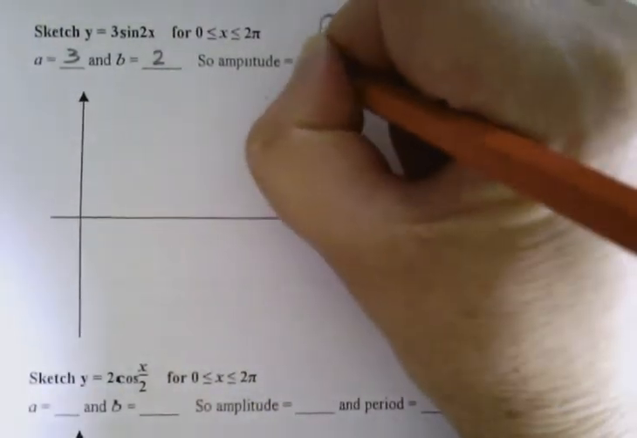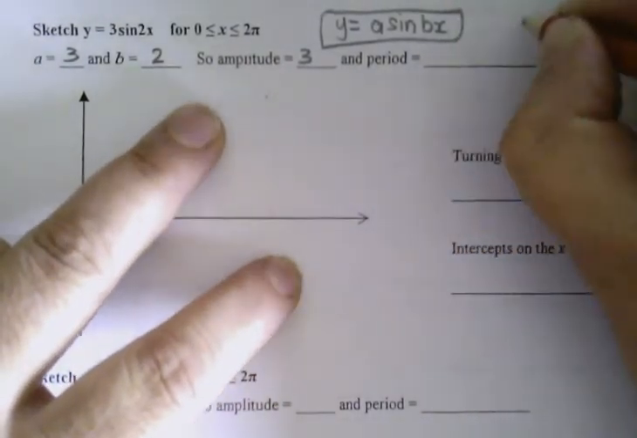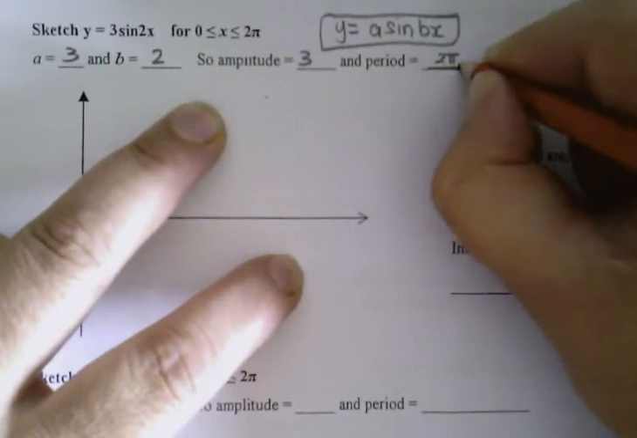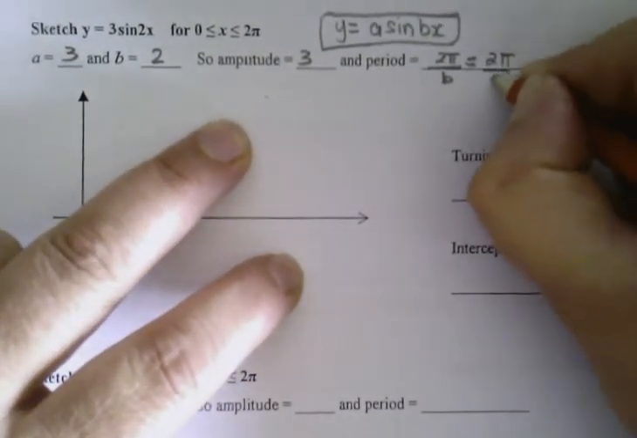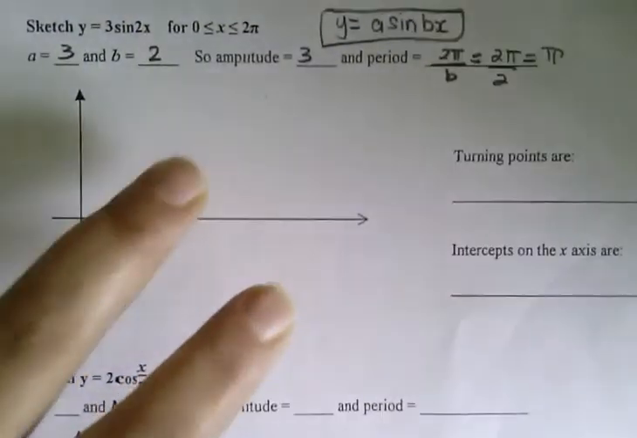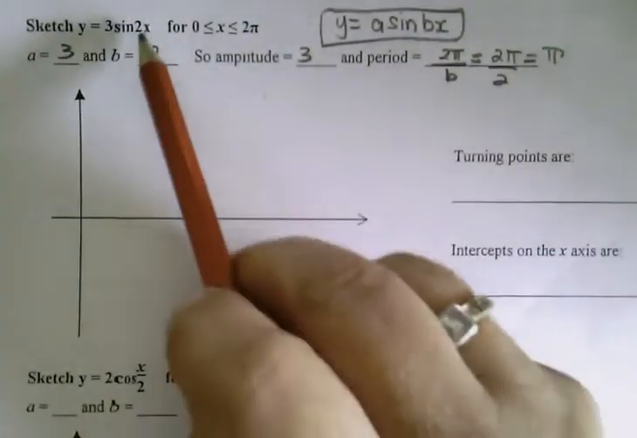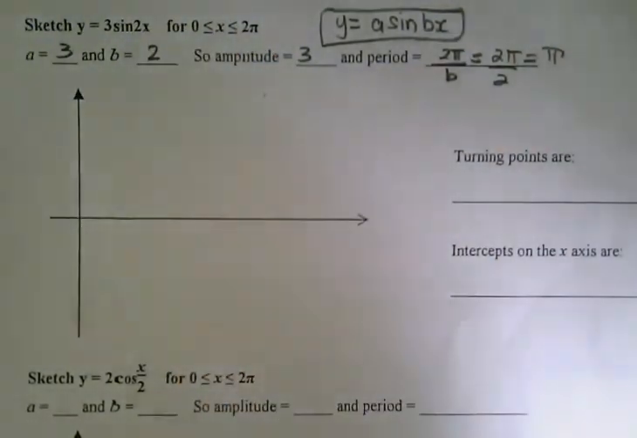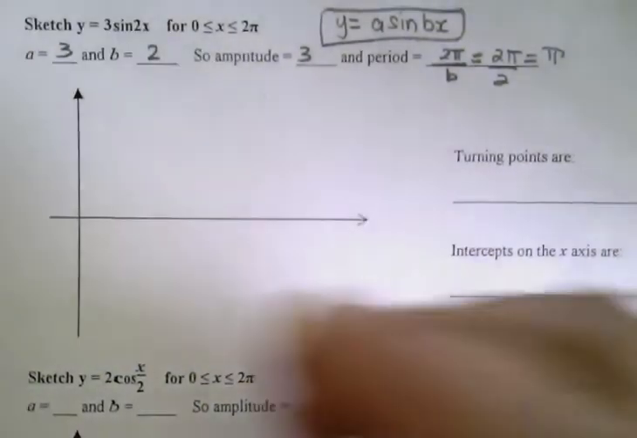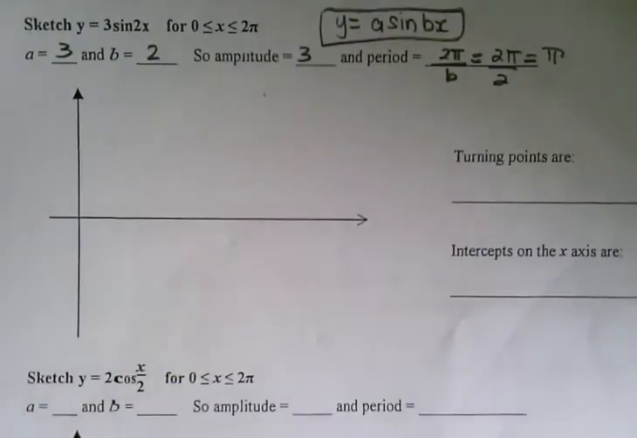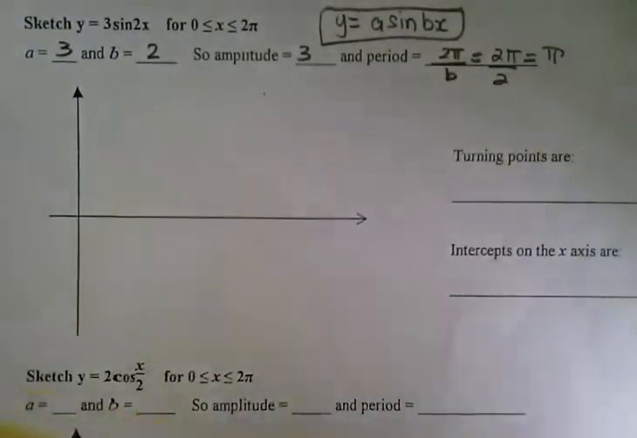So therefore the amplitude is 3 and the period is, what's the formula for period? 2 pi over b, remember? Which is 2 pi over 2, which is pi. So the period for this is pi. The other thing you can say is I can fit 2 sine curves in the normal period. Okay? So I'm just going to sketch this from 0 to 2 pi. We'll just mark out evenly on the axis some points.